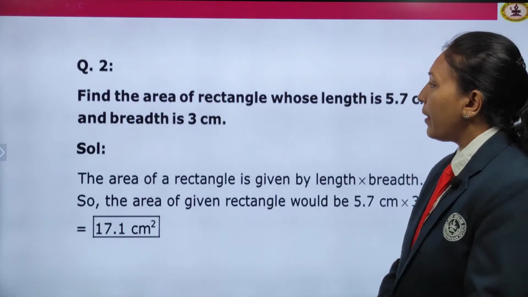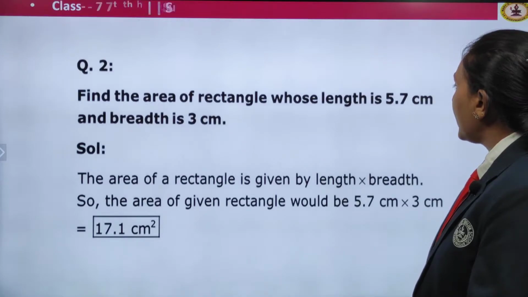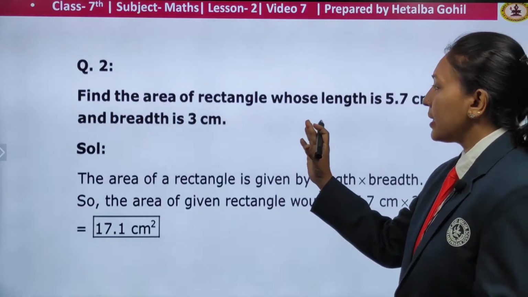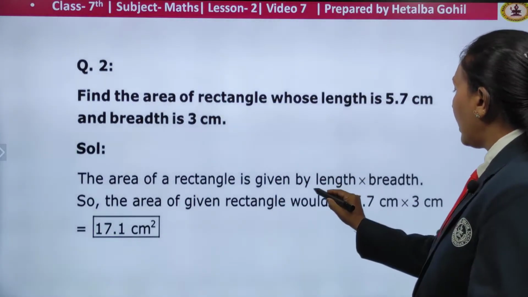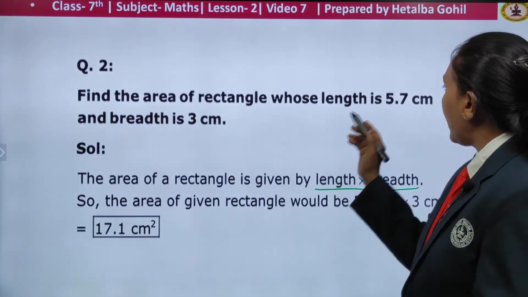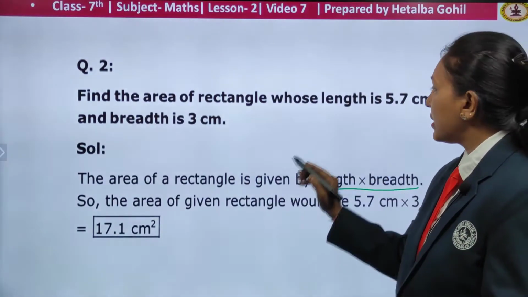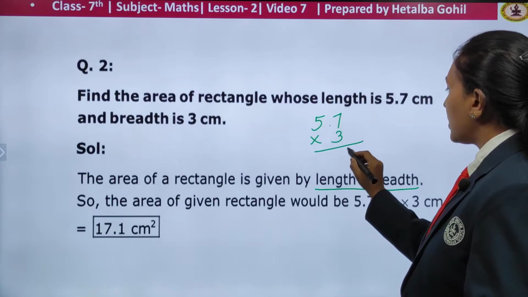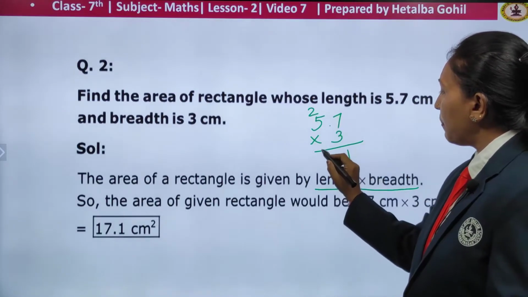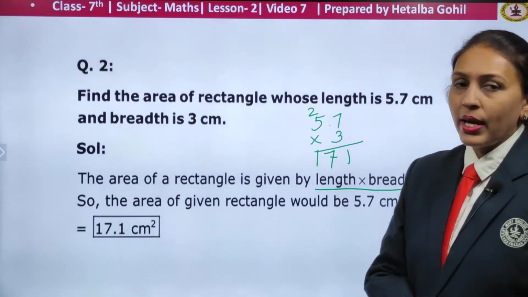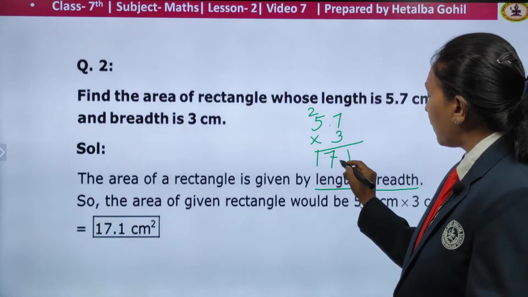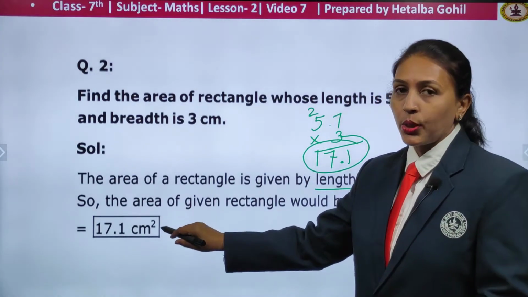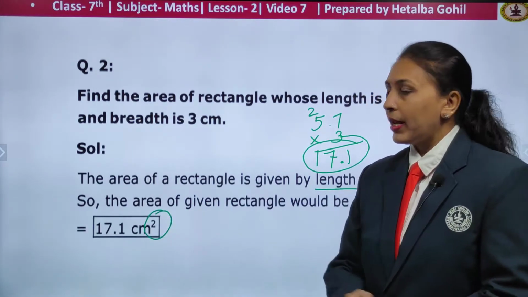Next, question number 2: find the area of the rectangle whose length is 5.7 centimeter and breadth is 3 centimeter. So the formula we use to find the area of a rectangle is L into B, that is length into breadth. The length is 5.7 and the breadth is 3. So multiplying 5.7 into 3, 7 3s are 21, carry 2, 5 3s are 15 plus 2, 17. Now one decimal place from the back. So what do you get as your answer, children? 17.1 centimeter square, because we are finding the area. Don't forget to place the square here.